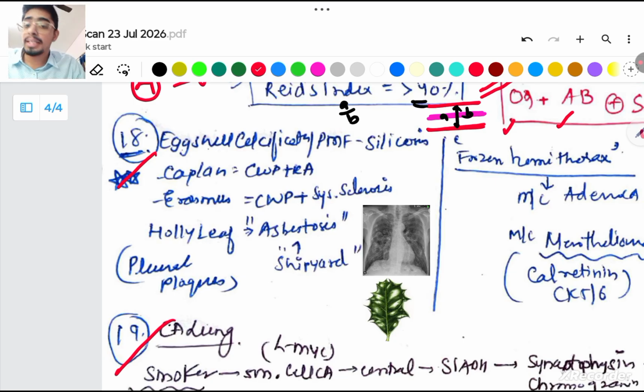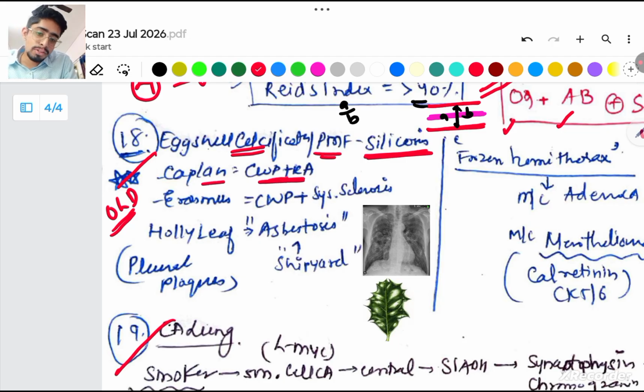Okay, now let's look at point 18, which is about the occupational lung diseases, right? Whenever you see there is eggshell calcification, there is PMF. What is PMF? It is progressive massive fibrosis. This is the third stage of silicosis. Okay, it represents silicosis. What is Caplan's? Caplan's is basically CWP plus RA. So it is coal worker's pneumoconiosis plus rheumatoid arthritis. Okay, what is Erasmus syndrome? It is silicosis plus systemic sclerosis. This can be a question, right?